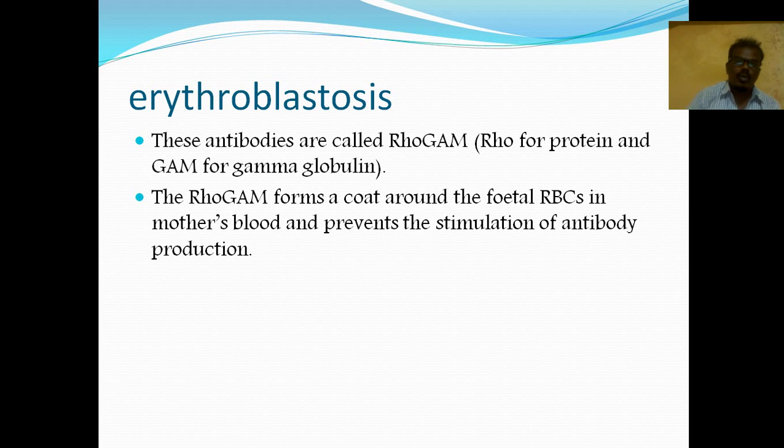Moreover, Rhogam: RHOGAM, Ro means protein, Ga means gamma globulin. So it forms a coat around the RBC, which prevents the stimulation of antibody production. So this is the method of prevention of erythroblastosis fetalis.